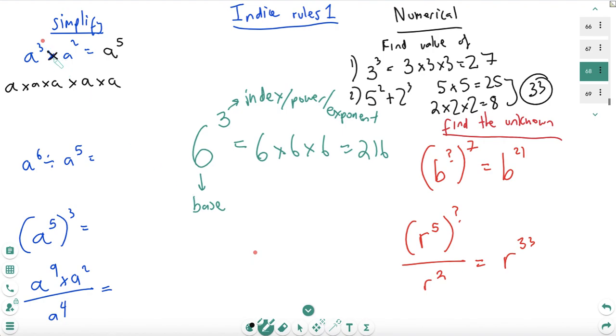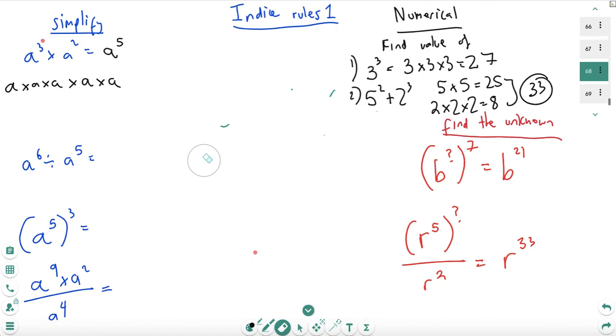Whenever we multiply indices, first of all, the bases have to be the same. Very important. Make sure the bases are always the same. Whenever you multiply them, what we do is we add up the powers. 3 plus 2 is 5. So that's our first indice rule. When we multiply indices, we always add them up. Let me just take this away. So whenever we multiply, we always add the indices up.